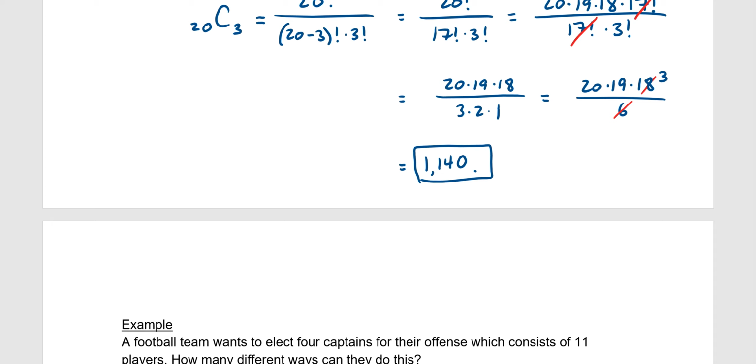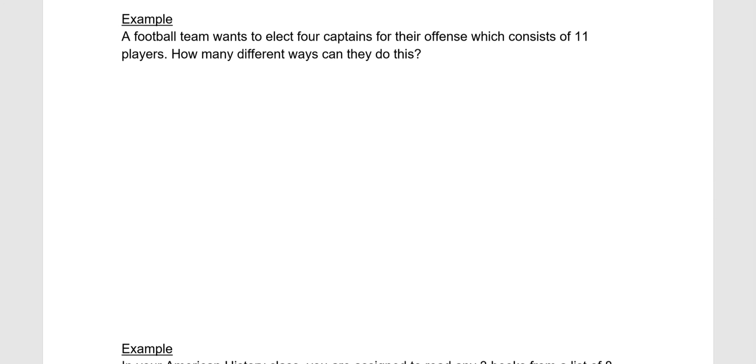Okay, so let's do a couple more examples here. So a football team wants to elect 4 captains for their offense, which consists of 11 players. We want to know how many different ways can they do this. So the order does not matter here because these are just 4 captains, so no specific other position other than just all of them being captains. So order doesn't matter, so this is a combination. So there is 11 total. We are choosing 4, so 11 choose 4.